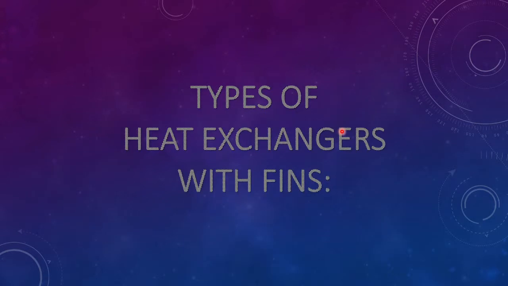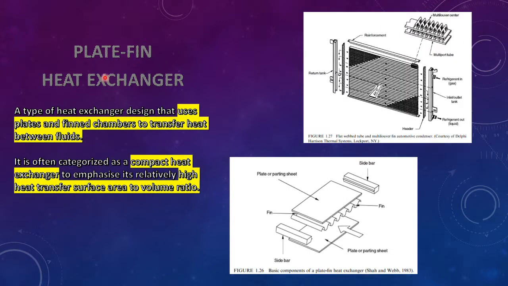Next, there are many types of heat exchanger with fins. Okay, the first one, plate fin heat exchanger. It is a type of heat exchanger design that uses plate and fin chambers to transfer heat between the fluids. It is a compact heat exchanger that emphasizes a high heat transfer surface to volume ratio. This is an example of a cross-sectional view of a plate fin heat exchanger.